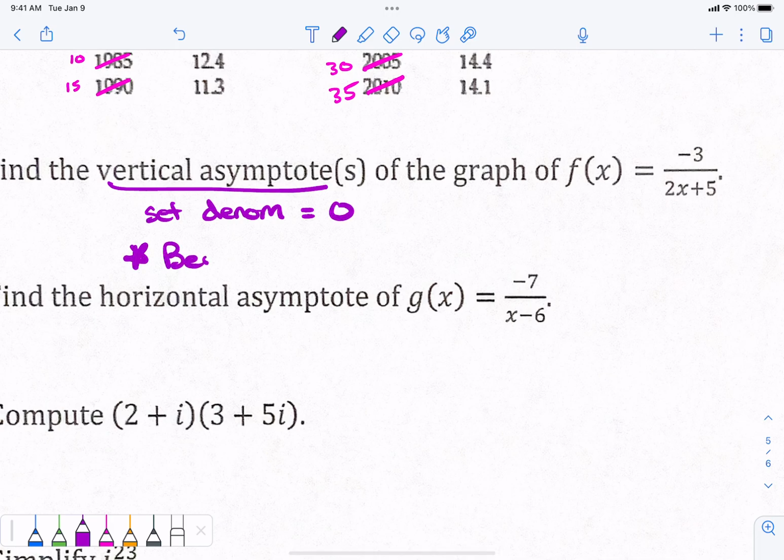Beware of what? Holes. Holes, because sometimes a hole is actually a VA, right? Like it looks like a VA, but it's actually a hole.